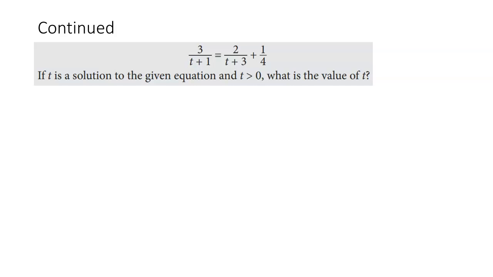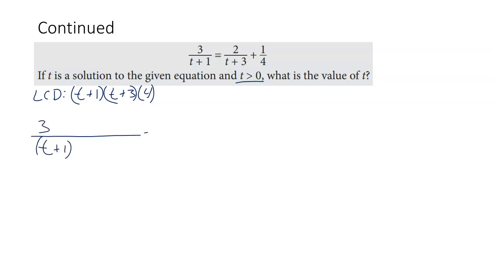We want to solve to figure out what t is. We want to make sure that we pick the positive answer, because it says if t is our solution and t is greater than 0, what's the value? So I'm going to multiply by my least common denominator, which just happens to be everything, every denominator, because there's no factor that they have in common. So t plus 1, t plus 3, and 4. You don't have to write this full thing out, but I find it really helpful, so that you get a full scope of exactly what's happening here.